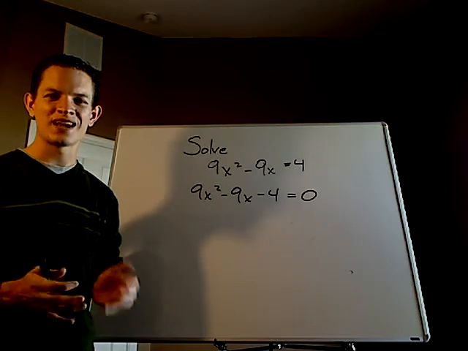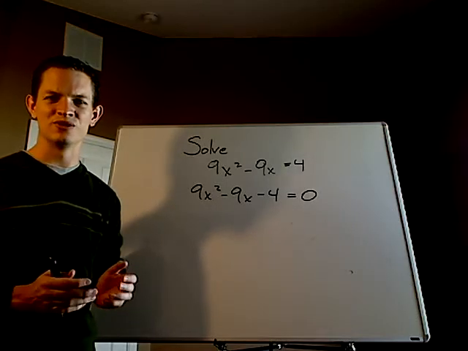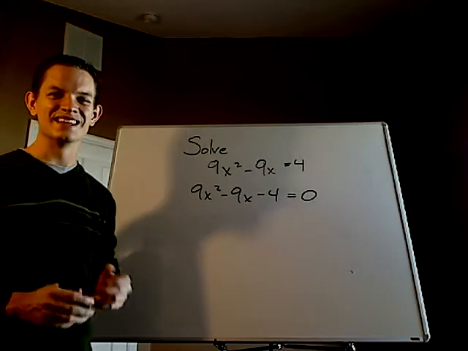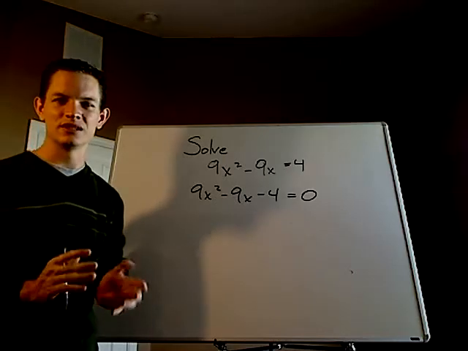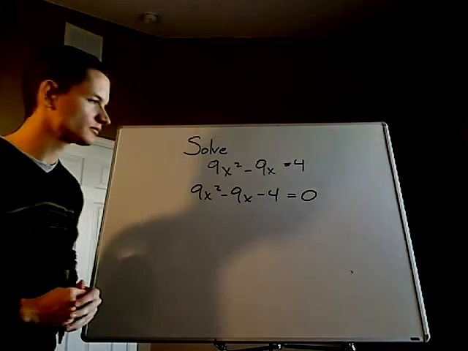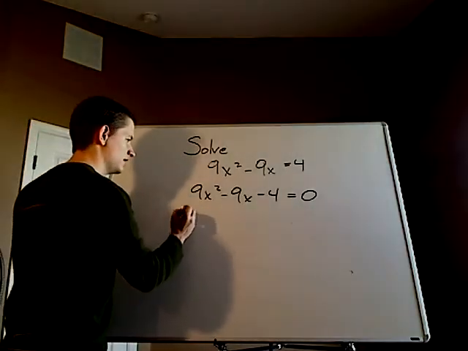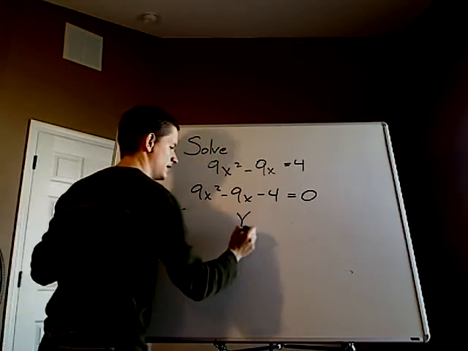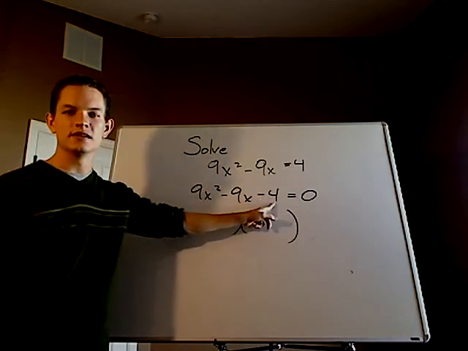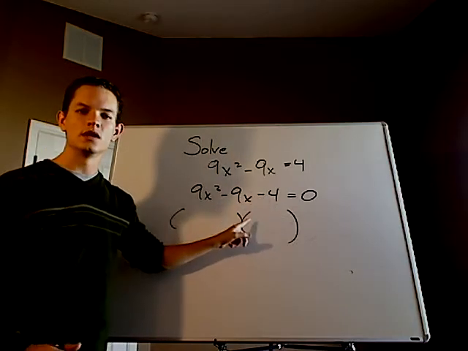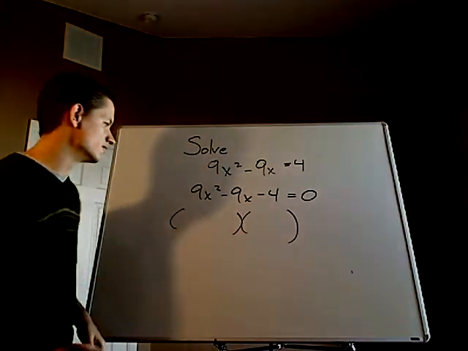Even when you calculate the difference, the difference between 4 and 1 is 3, and then 2 and 2 is 0. So maybe there's something different going on. Let's say that maybe this is factorable, and there's a possibility that it could be. This is a negative 4 right here, so that means one is going to be plus, and the other one's going to be minus.